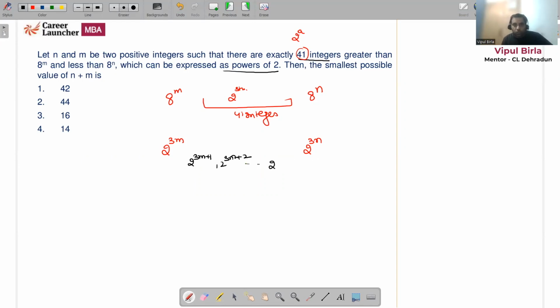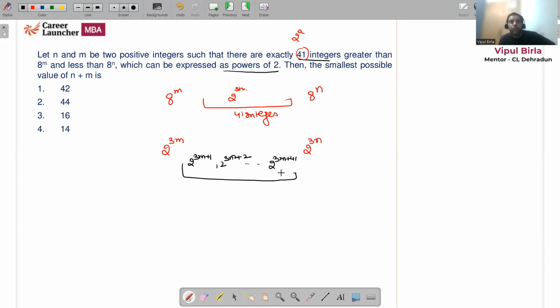Since we want 41 in between, it will go till 41. So these are the 41 numbers which are of the form 2 to the power something and greater than 2 to the power 3m but less than 2 to the power 3n, right?